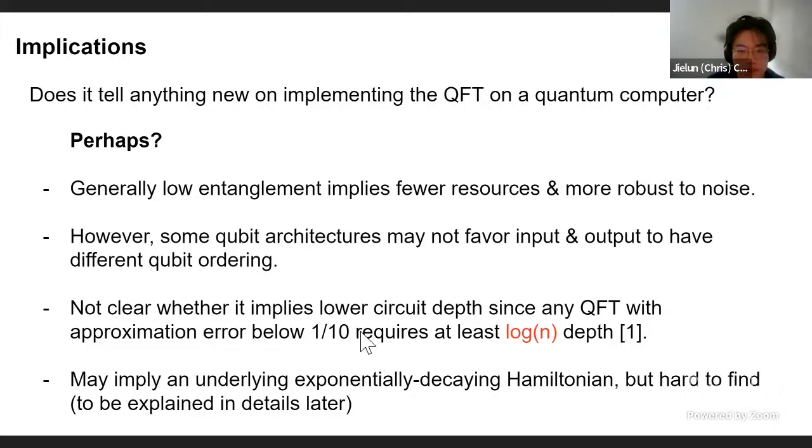It's also not clear whether it implies a lower circuit depth, because any QFT with approximation error below 1 over 10 actually requires at least log n depth. So it's very hard to reduce the depth of the circuit based on how much you approximate a QFT. And this low entanglement also implies that there might be an underlying exponentially decaying Hamiltonian for the quantum Fourier transform, but it's kind of hard to find this Hamiltonian, and I will explain this in detail in later sections.